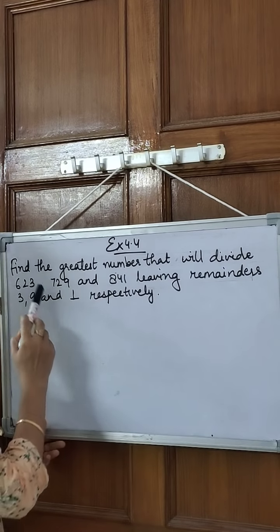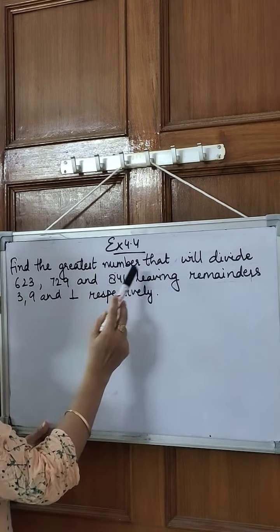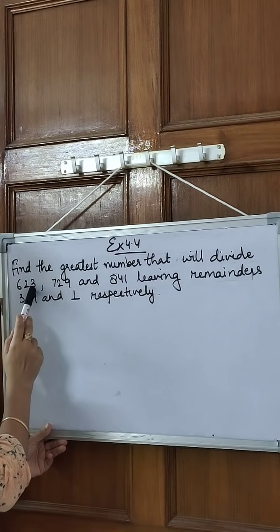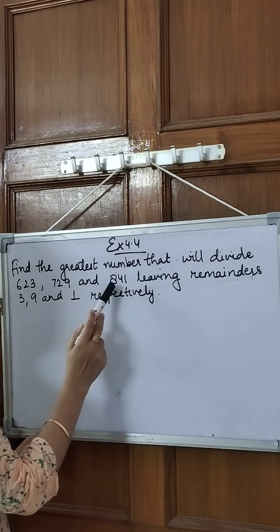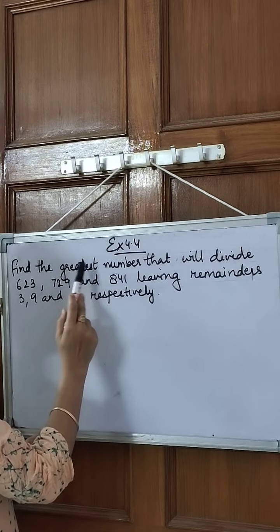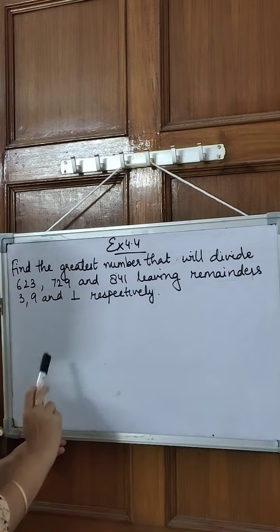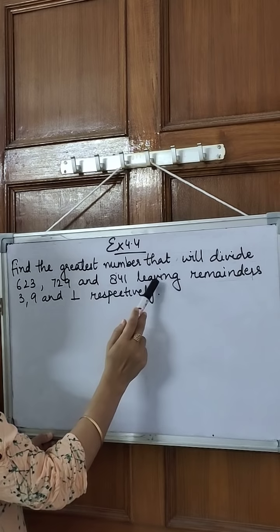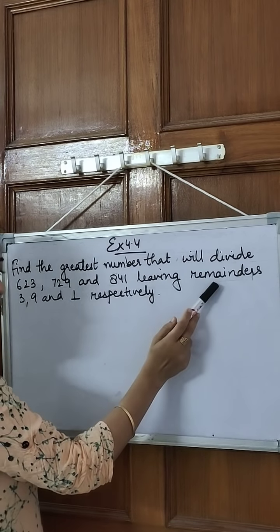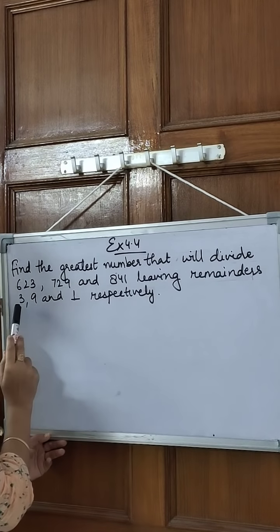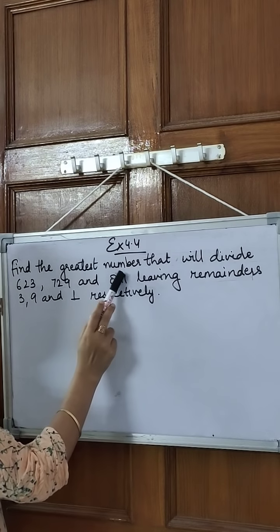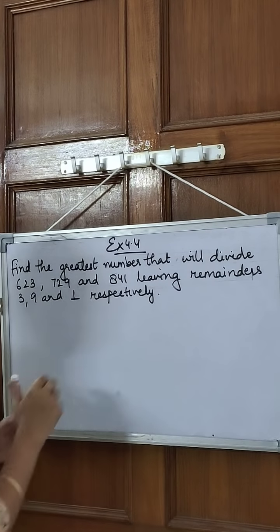So what they are saying is, find the greatest number that will divide 623, 729 and 841. Okay, so I have to find a number that is going to divide all these three numbers, leaving remainders, which means it is not completely divisible. We will be getting remainders as 3 for the first case, 9 in the second case and 1 in the third case. Now understand what they are saying.